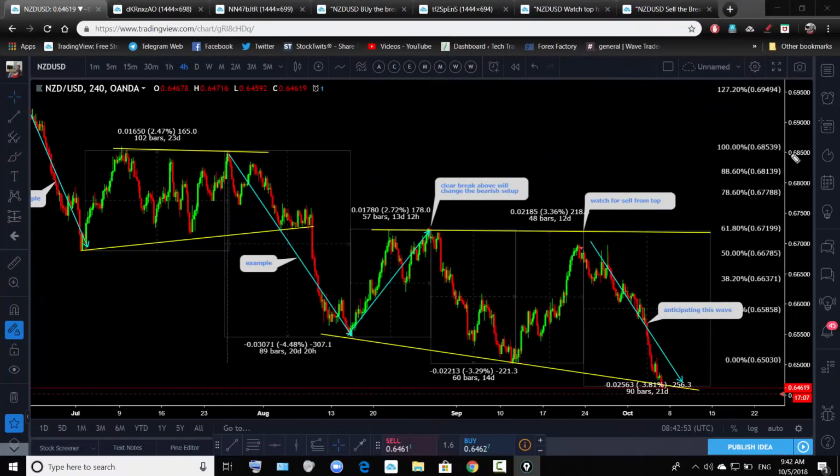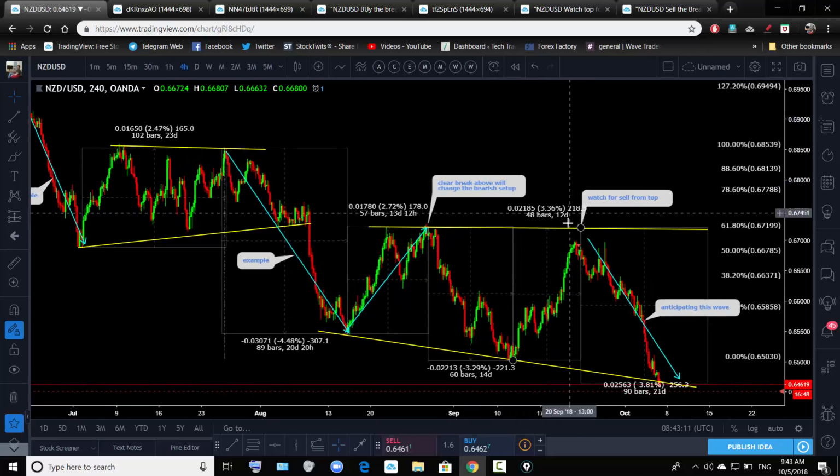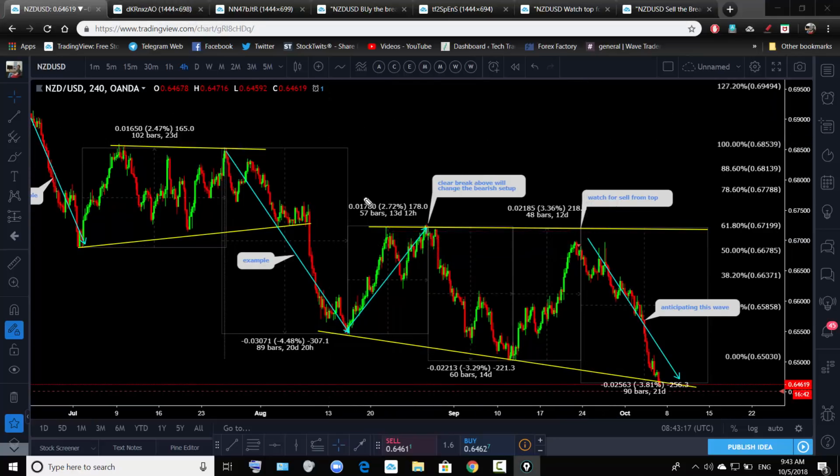Hi everyone, welcome back. So we were looking for a sell on the Kiwi dollar from that top. We were looking for that wave, and we got that wave. Price reached the target, hit the target, and that was the wave which we were looking for. Let me look at the previous charts so that you can understand what we were expecting on the Kiwi dollar from previous moves.